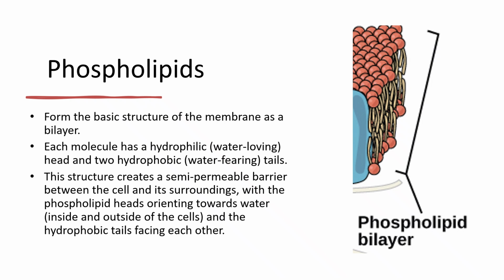Phospholipids form the foundation of the membrane. Each has a hydrophilic head and two hydrophobic tails. In water, they arrange themselves into a bilayer, with heads facing out and tails tucked inside. This arrangement creates a barrier that separates the cell's interior from its environment while still allowing essential substances to pass through.